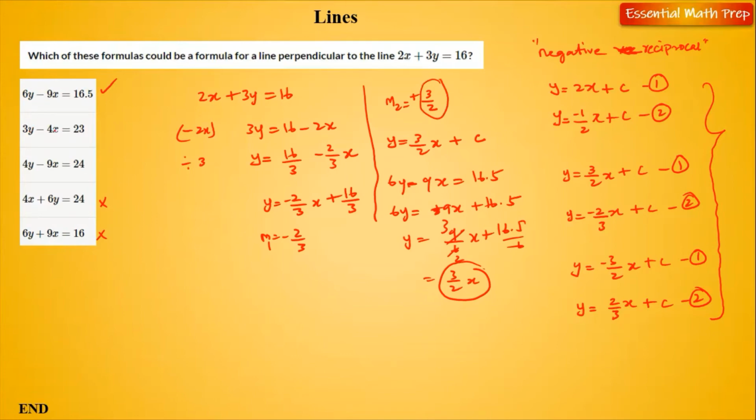Now, this won't work because this would be a 4/3. That's incorrect. This will also not be possible because 9 and 4 don't have a common divisor. If you divide by 2, then 9 won't work. If you divide by 3, then 4 won't work. So the correct answer is 6y minus 9x equals 16.5.